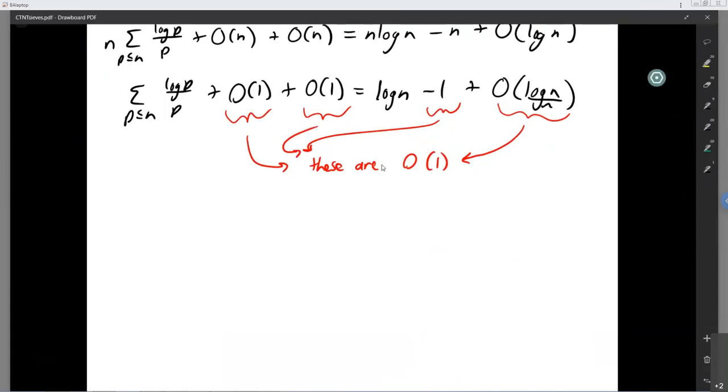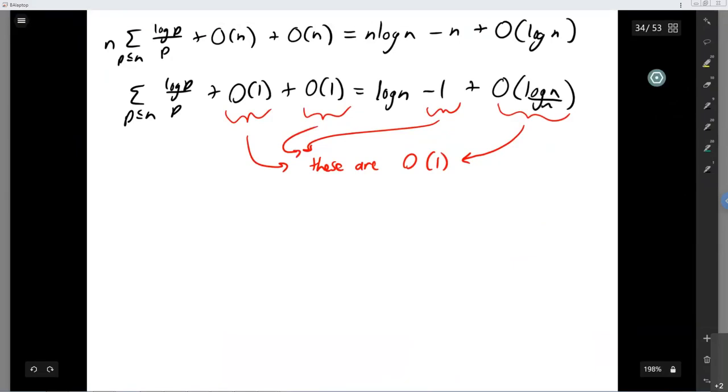Certainly this is the case. Big O of 1 is big O of 1. Minus 1, that's a constant. So constants are bounded above by other constants. So that's also big O of 1. And then log n over n. As n tends to infinity, log n over n tends to 0. This is something that you can prove using L'Hopital's rule. And so as n tends to infinity, this is tending to 0, which means eventually it's smaller than 1. And so that's enough to say it's big O of 1. And that's what we wanted to show. We were trying to prove that this sum of log p over p is equal to log n plus big O of 1.